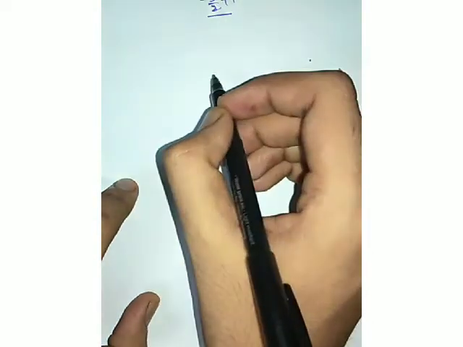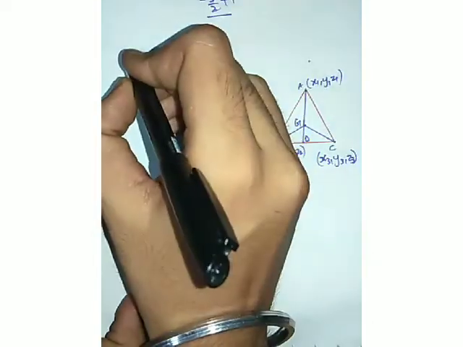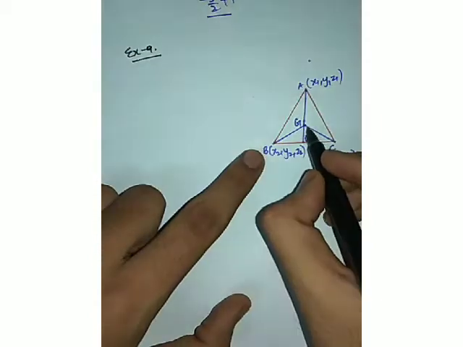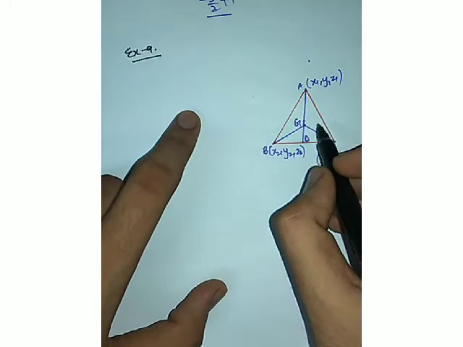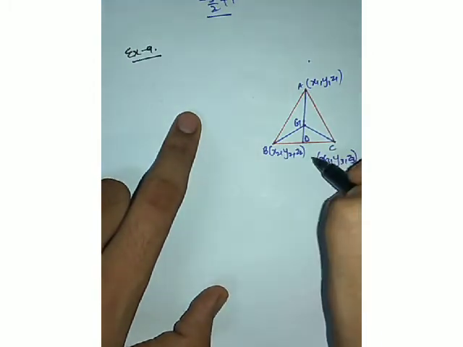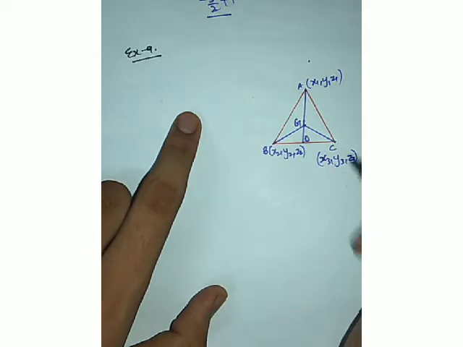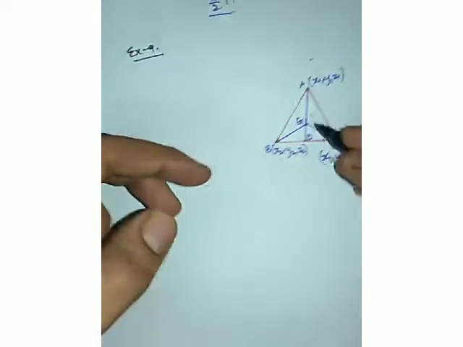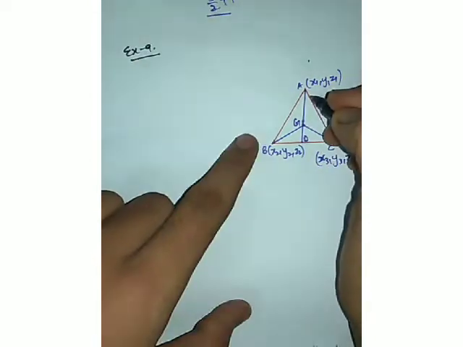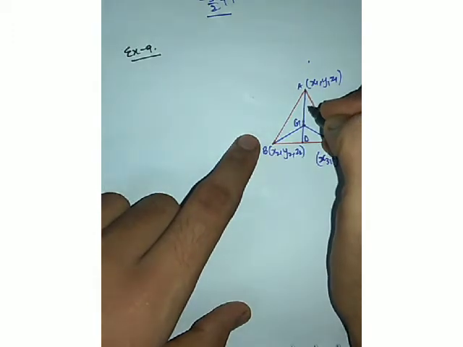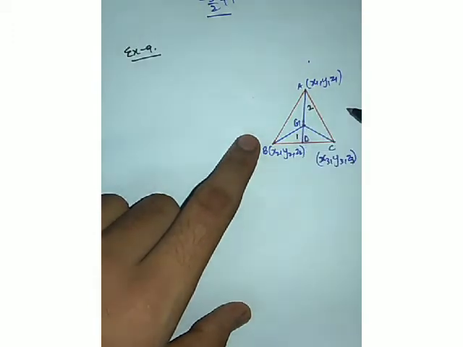This is our example 9, and in this we have to find the coordinates of the centroid of the triangle. I have already drawn the diagram for you. So the vertices of the triangle are A, B, C: x1 y1 z1, x2 y2 z2 and x3 y3 z3. We have to find the coordinates of the centroid, that is G. It's already known that the centroid divides the median AD in the ratio 2:1. So this side is 2 and this is 1, right?